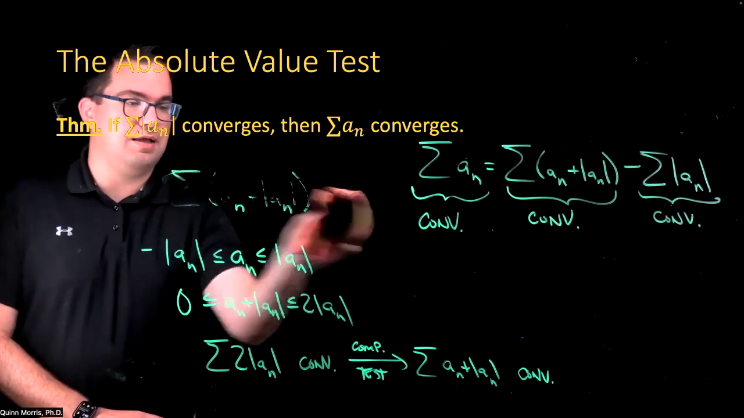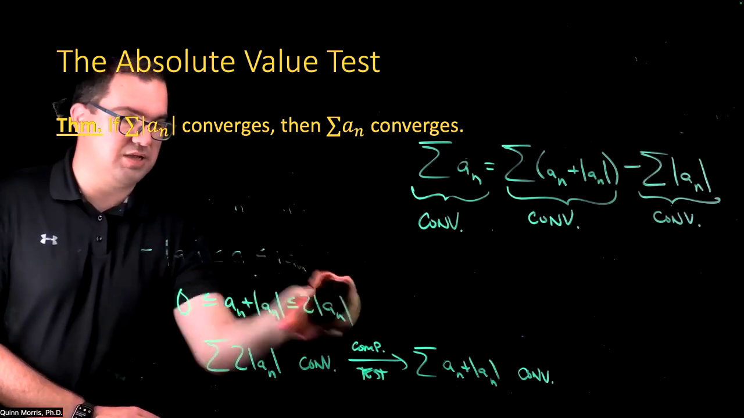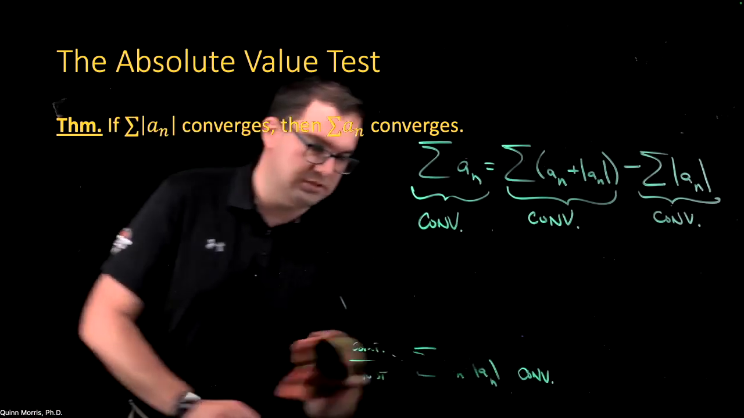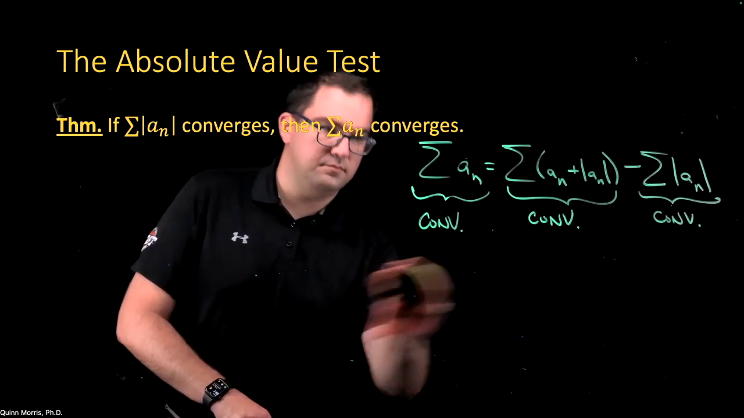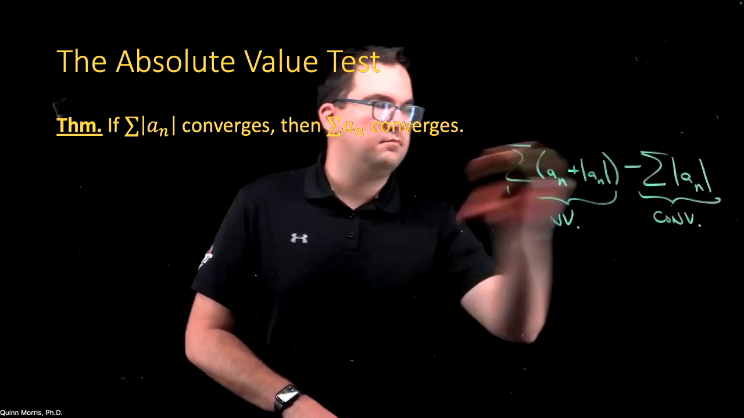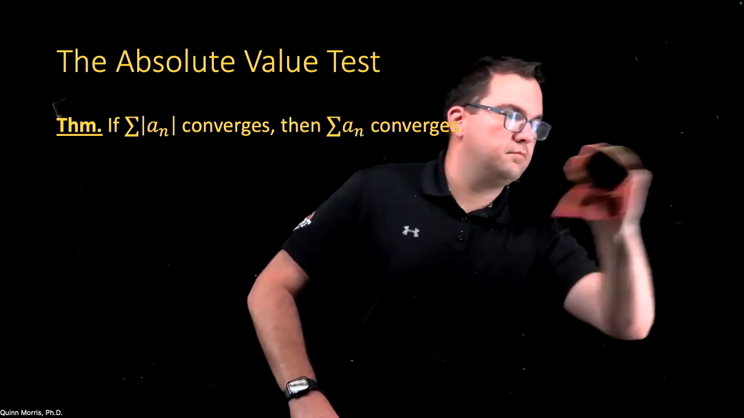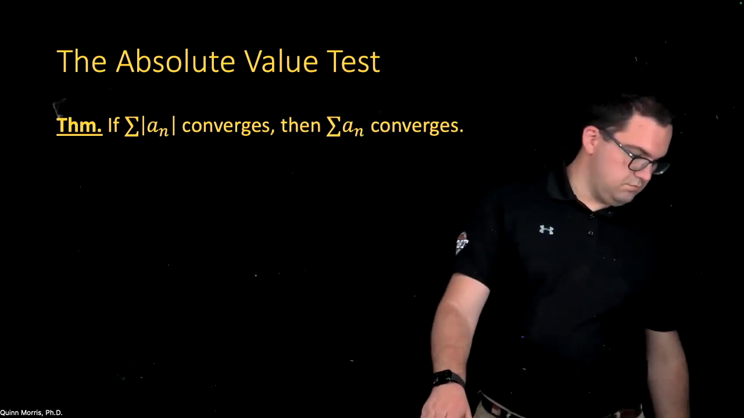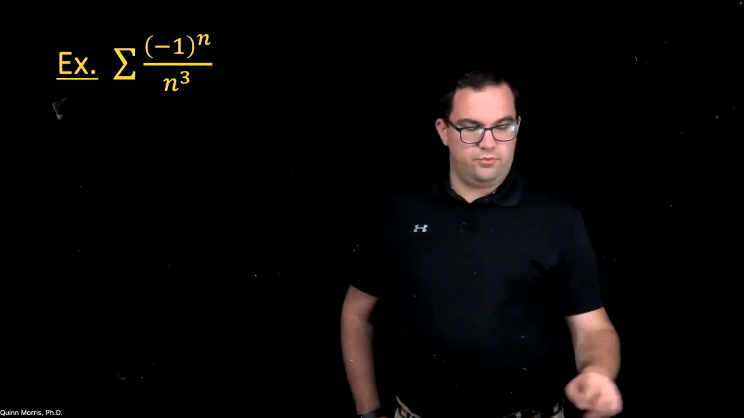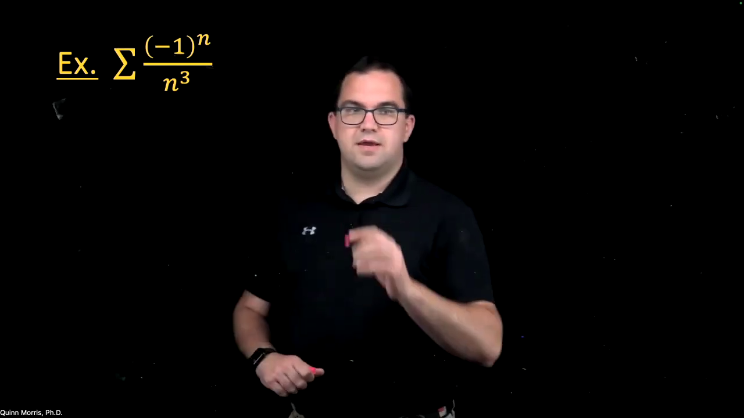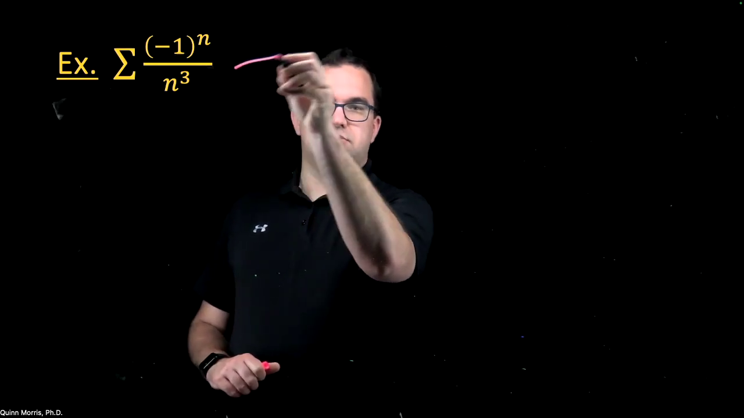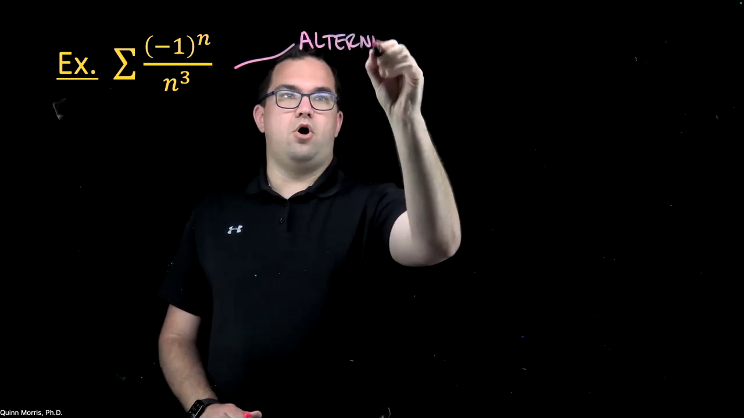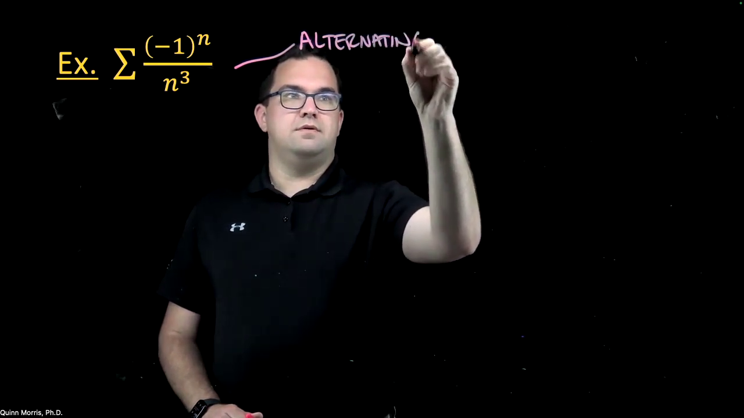But let's see in practice how this can be used to help us when our terms involve both positive and negative terms. So let's start with this series. To begin with, just a bit of terminology. This is a special type of series called an alternating series.